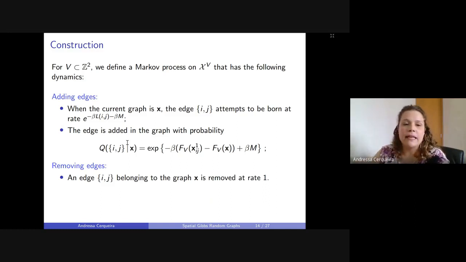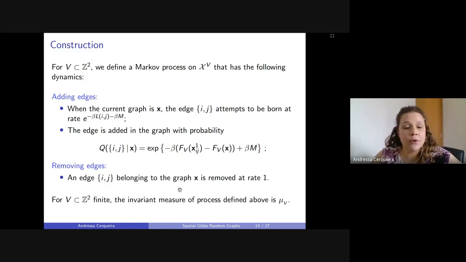Okay? So I need that assumption to try to control things in the graph, to try to control these dynamics. This is why I have assumption 1. Assumption 2 appears here because, by assumption 2, this is a probability. And removing edges is simple. I just will remove an edge of the graph with rate 1. So adding edges is more complex, but removing is just at rate 1.